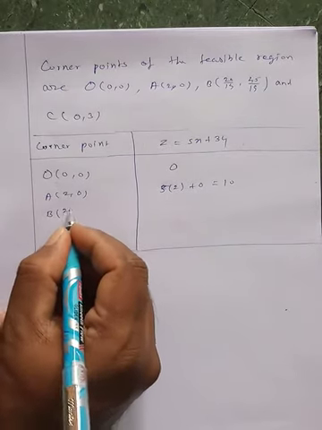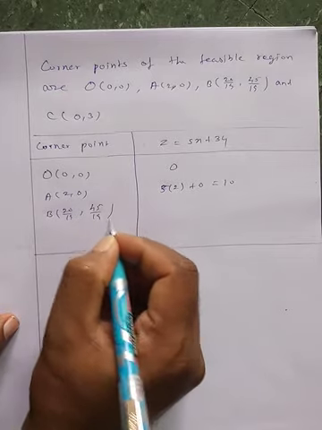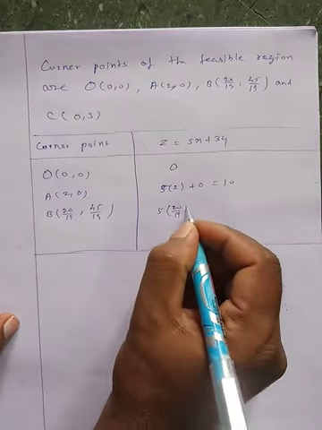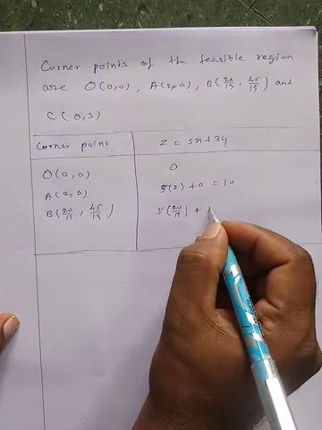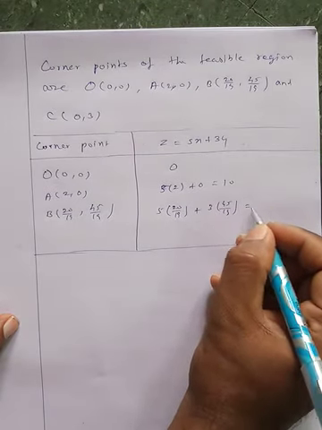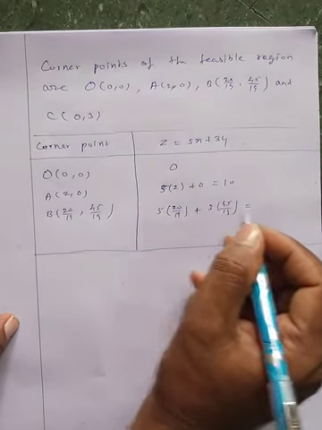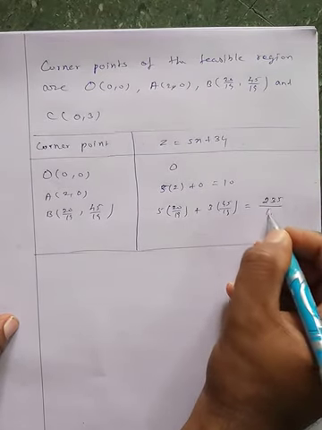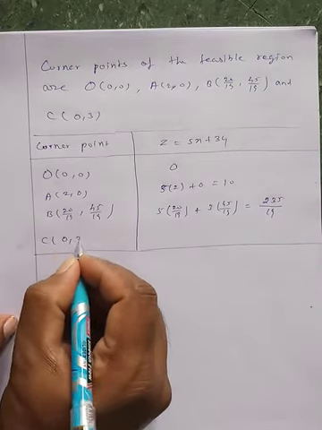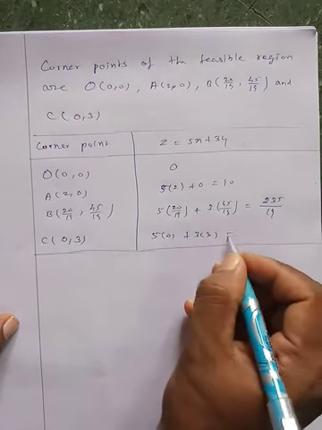And B of 20 by 19, 45 by 19. Here 5 into 20 by 19 plus 3 into 45 by 19. This is equal to 100 plus 135, 235 divided by 19. Now C of 0, 3. 5 into 0 plus 3 into 3 is equal to 9.